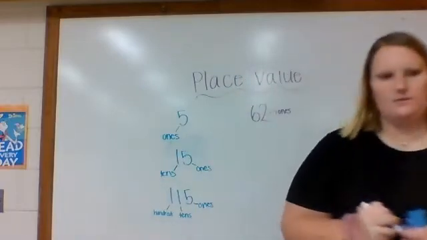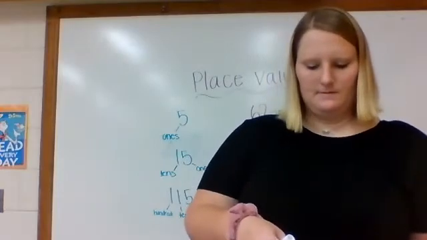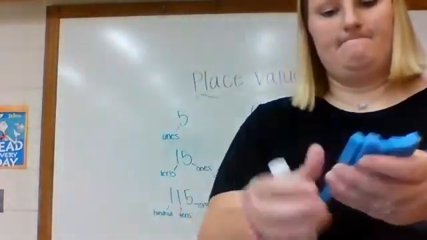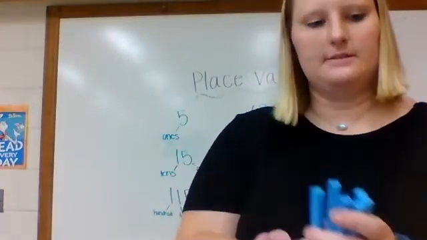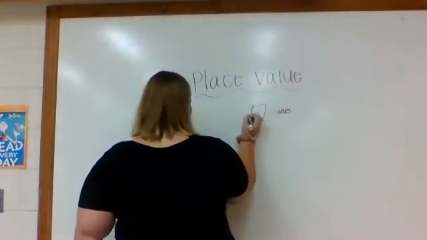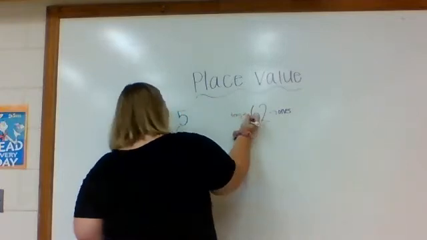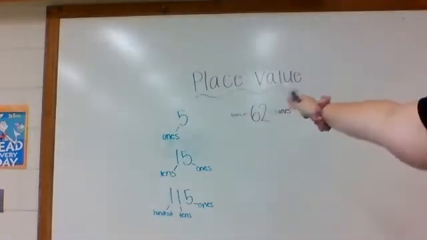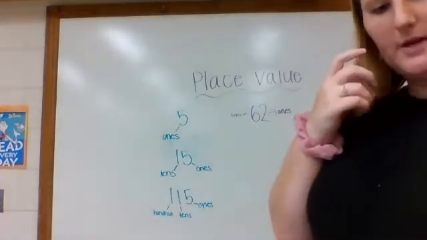And then we have 6 what? 6 tens. That's our place value. Okay, so I know it's hard to see. So we have 6 tens and 2 ones. All right.